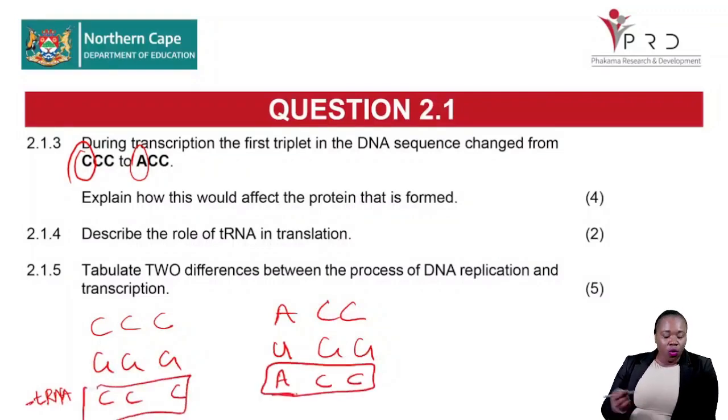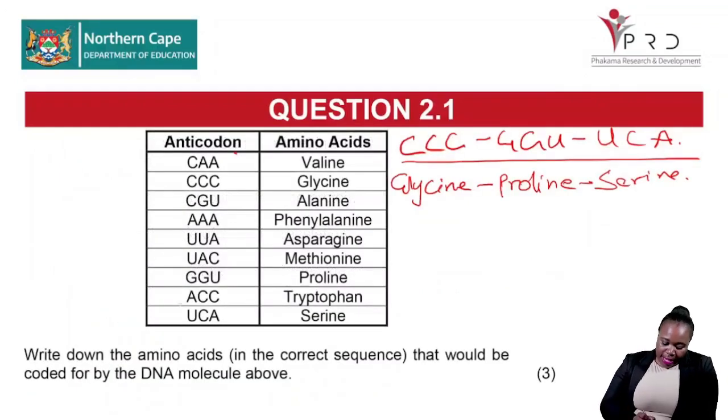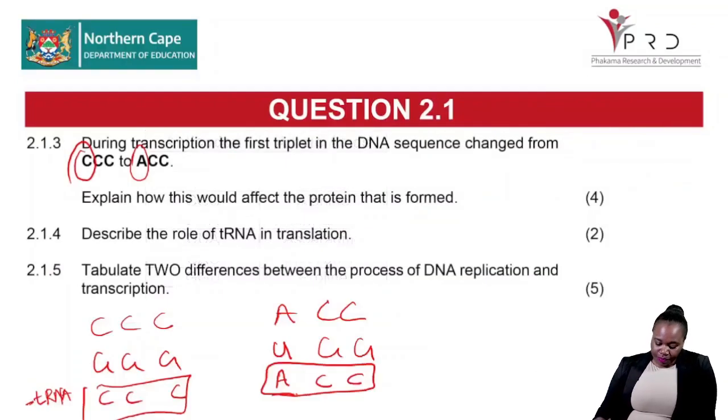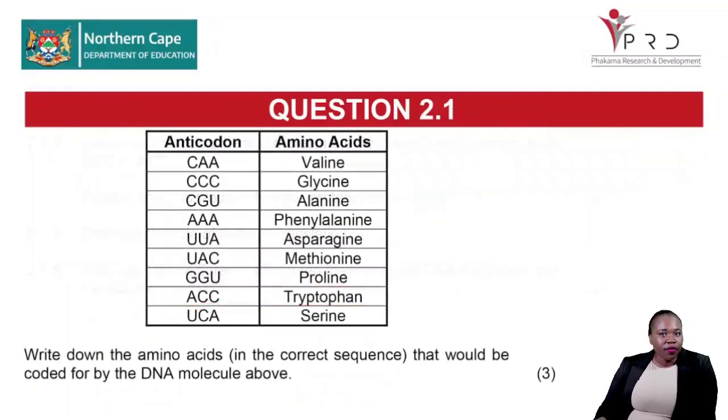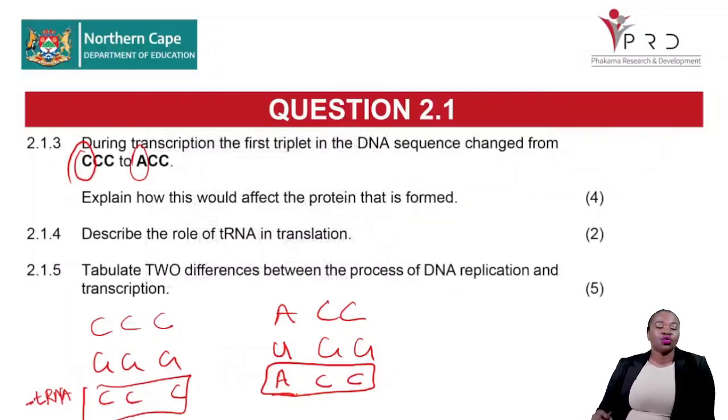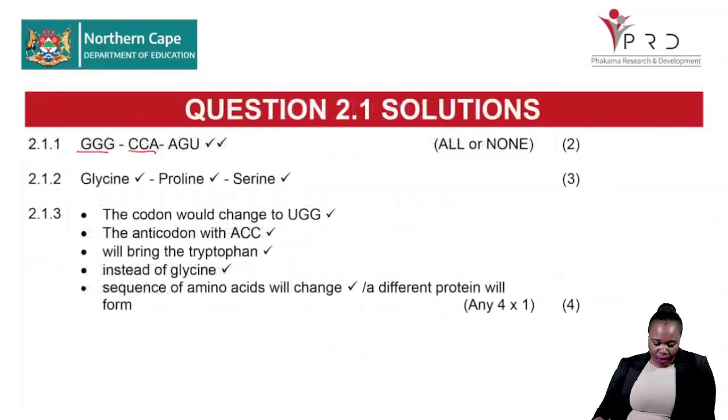Now, CCC will then change to ACC instead. And what amino acid does it code for? ACC codes for the amino acid tryptophan. So this means that instead of the amino acid glycine, we are now going to have the tryptophan amino acid, and that will definitely lead to a different protein being formed. So the codon would change to UGG, the anticodon ACC will bring the tryptophan amino acid instead of the glycine amino acid. The sequence of the amino acids will change and a different protein will be formed.